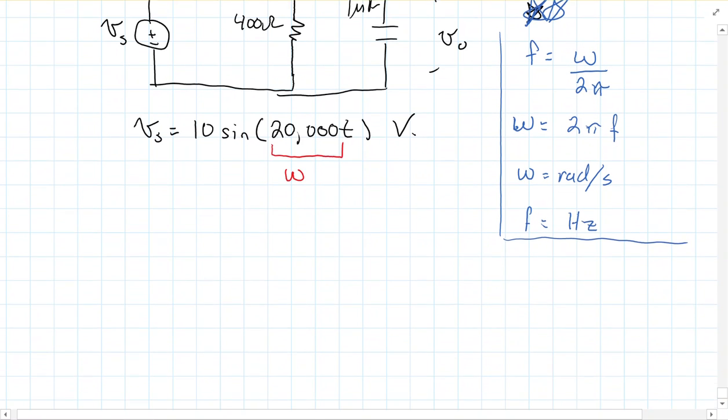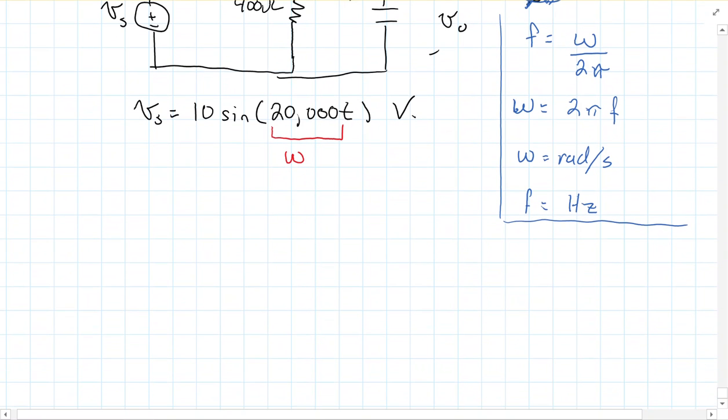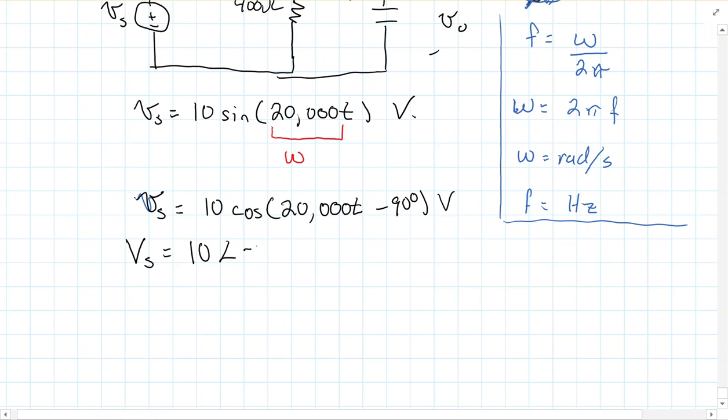Alright, now we are going to convert all of these to phasors and do phasor computation. So let's go ahead and work on the voltage source first. Now remember, to do the voltage source here, we need this to be a cosine function. So we use the trig identity and we convert this to cosine of 20,000 t minus 90 degrees volts. And so my phasor voltage would simply be 10 at an angle of negative 90 degrees, which is polar format. In rectangular format, this would be just negative j10 volts.